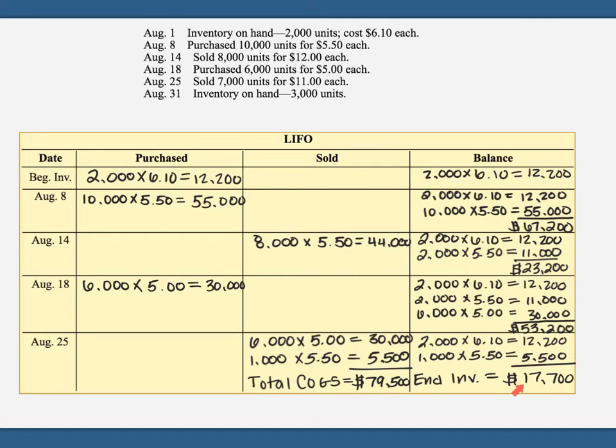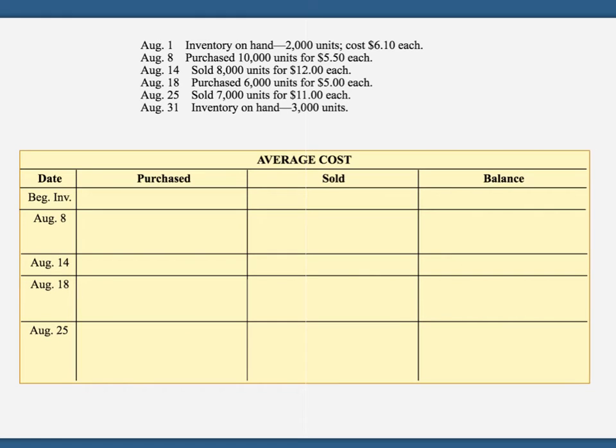of August, and this is what we would report for inventory on our balance sheet at the end of August as well. Here we will again solve for ending inventory as well as cost of goods sold. The difference this time being that we will use the average cost method. So let's look at our first transaction again.